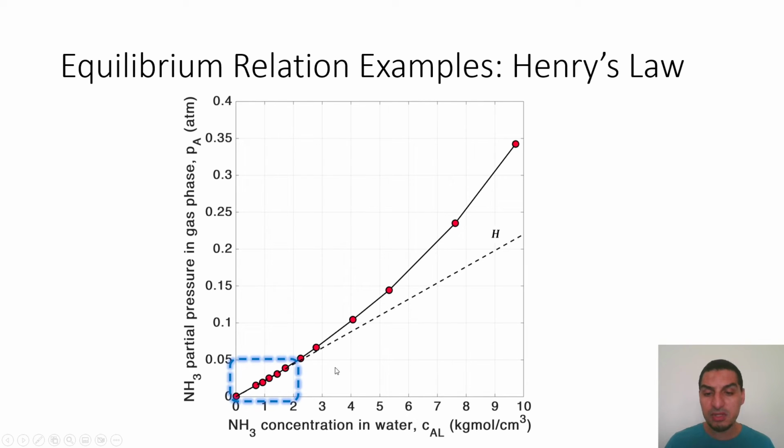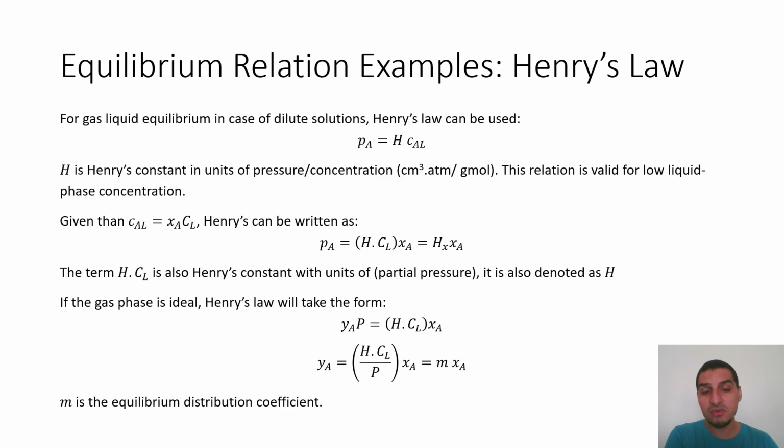This is fine for low concentrations, but if you go to higher concentrations, you'd see that Henry's law deviates a lot from the actual equilibrium data that we have. So it's not right to use this relation at high concentration; you can use it only at low concentration. Henry's law simply relates the partial pressure to the concentration in the bulk of the liquid; this is the partial pressure in the bulk of the gas, and this is H, which is Henry's constant.